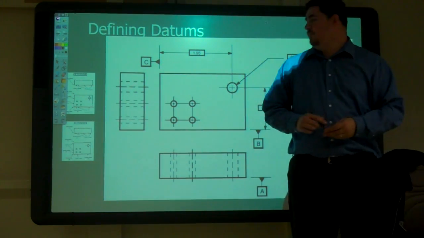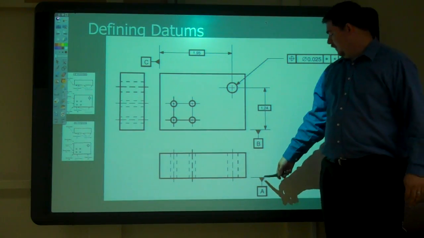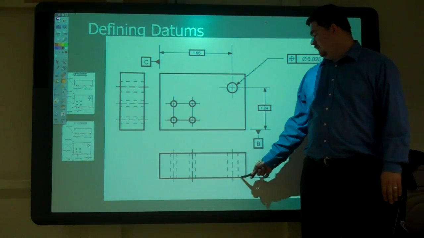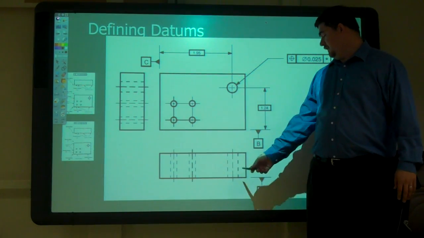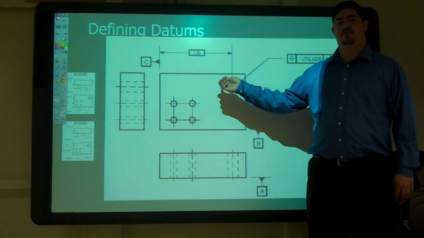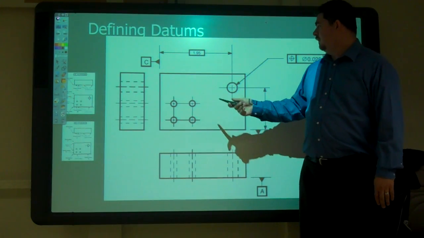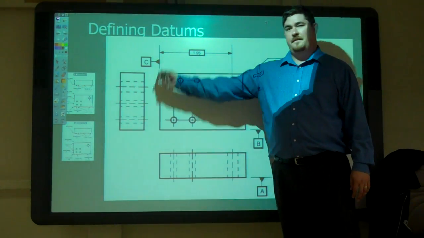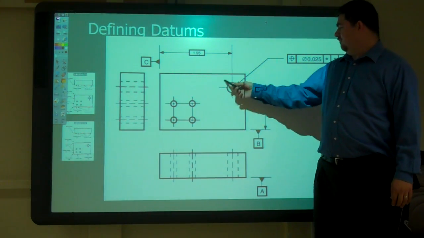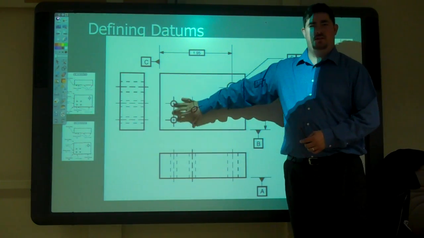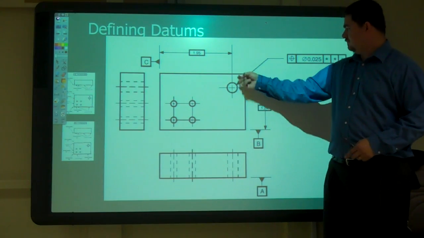So here we have our datum defined. A is the back, right? Yeah, A is the back of this. C is the left side. B is the bottom. And right now, we're kind of ignoring this. We're just talking about this whole.